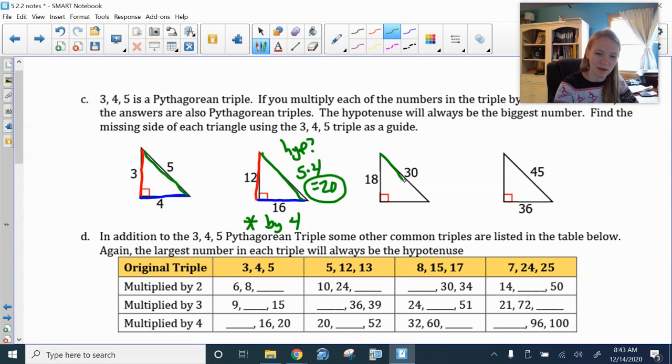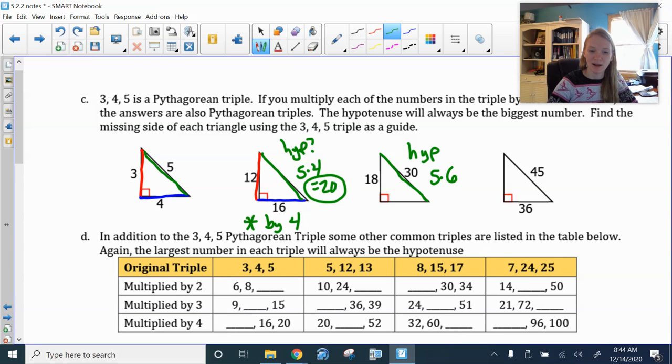Green. So in the next triangle, we know 30 is the hypotenuse. And so then we have the 18. We don't know if 18 goes with the 3 or if 18 goes with the 4. But we do know that the hypotenuse, if it's a 3, 4, 5 triple, is 5 times, I lost my marker there. 5 times 6 makes 30.